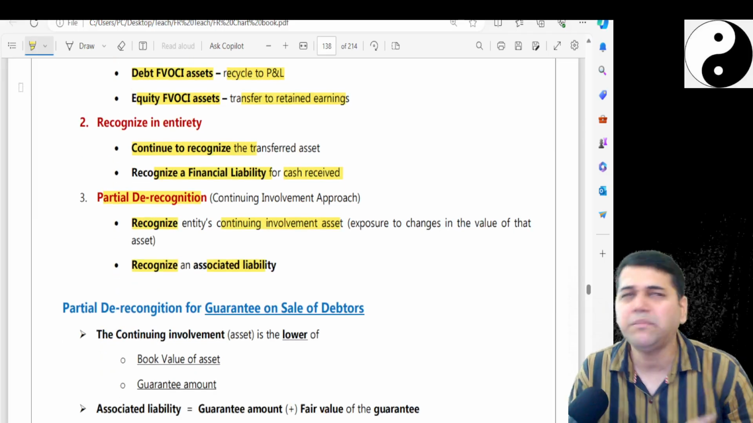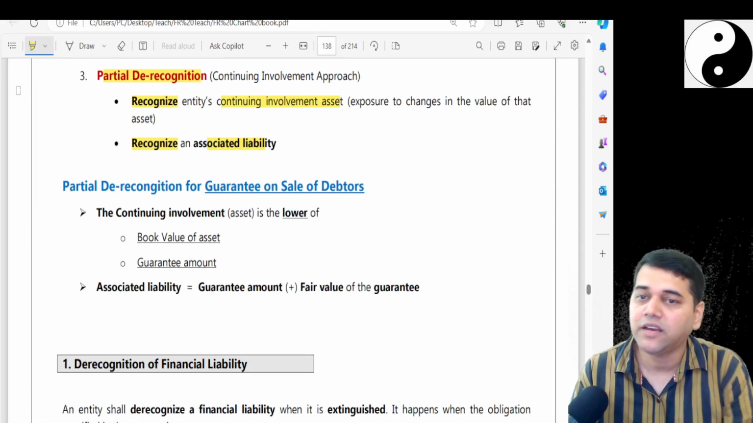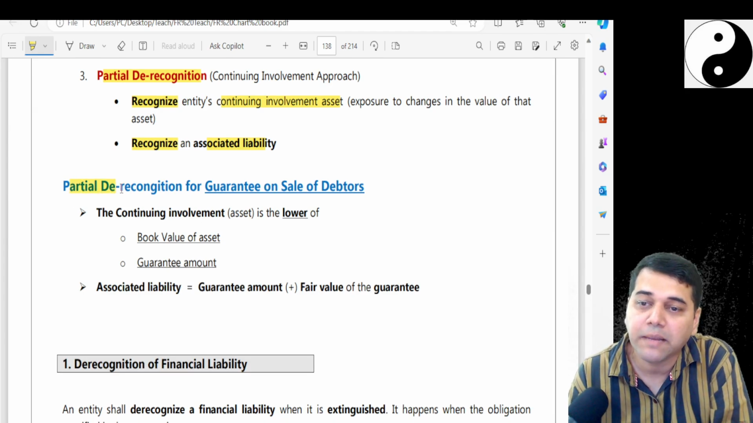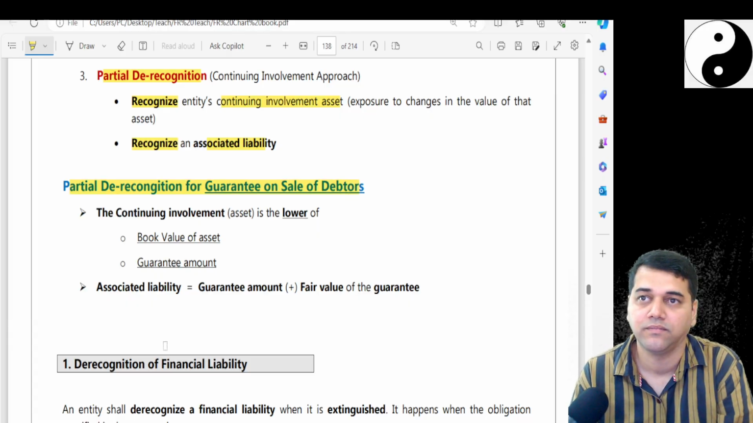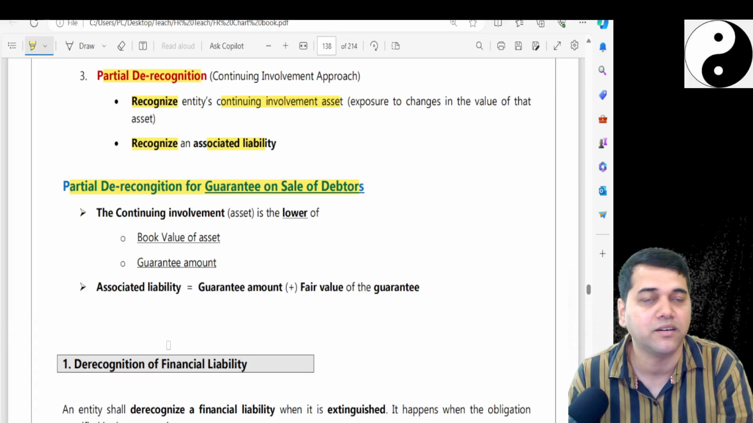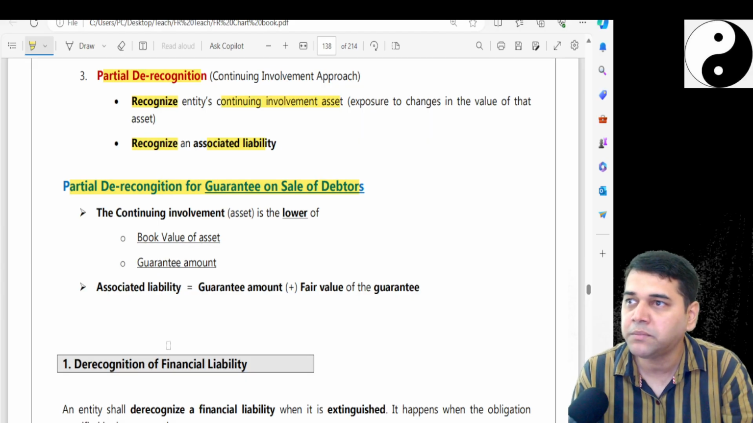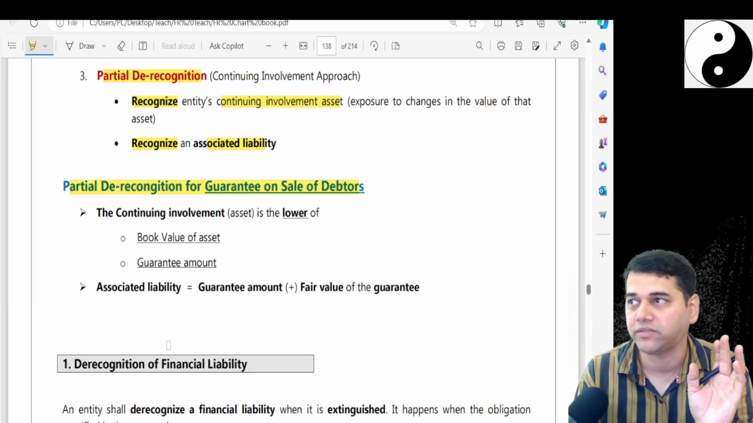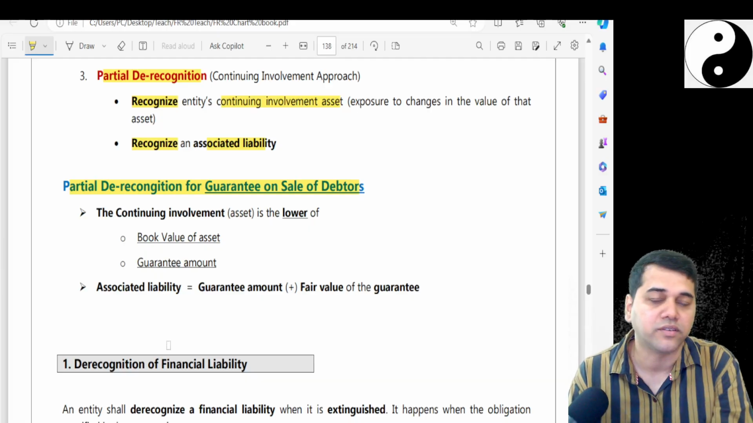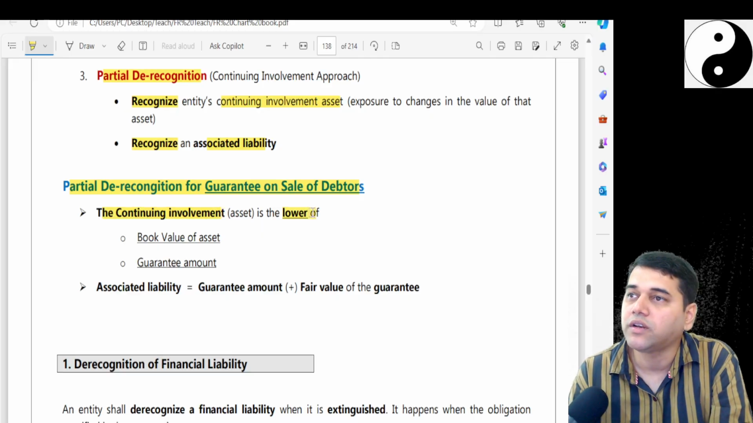Now, there can be so many different types of scenarios, students. But in your CA final syllabus, they have given you one example of partial derecognition for sale of debtors. Just like we discussed previously, embedded derivative. There can be so many types, but in your syllabus, 2 types of embedded derivative: prepayment option and export and import case. They have discussed. So what is this? The continuing involvement approach will be the lower of book value of the asset or guarantee amount.